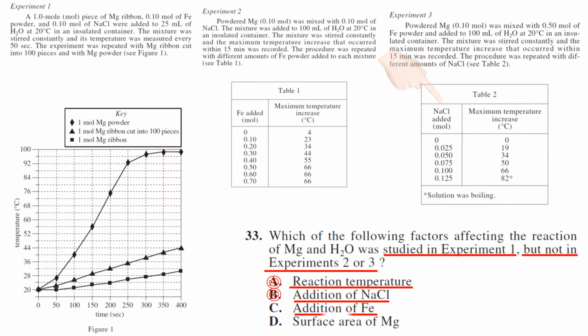So that one's out. The addition of iron, Fe. They studied that in experiment 2. So that one's out. And so I'm laughing at my pronunciation of iron. And so the surface area of Mg has to be the answer, which is D.